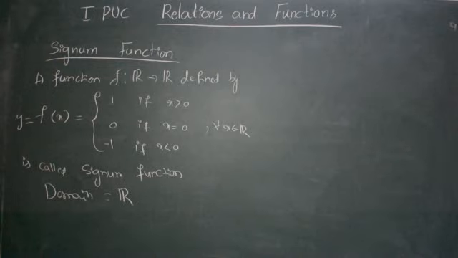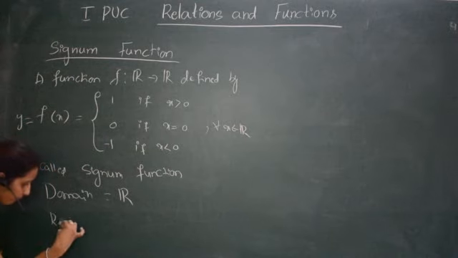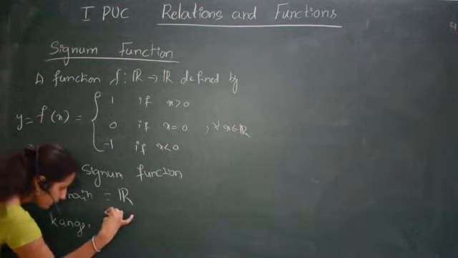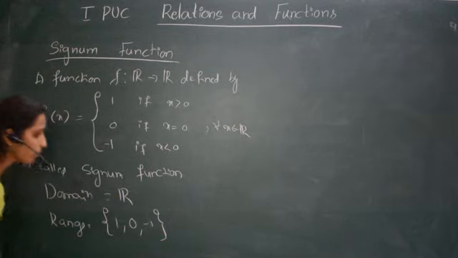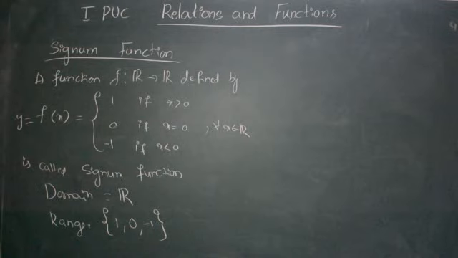X can take all the real numbers, but what about y? Y cannot take all the real numbers. Y takes only the three values, 1, 0 and minus 1. So what is the range? Range is equal to the set of 1, 0 and minus 1. So this is about the domain and range of a signum function.